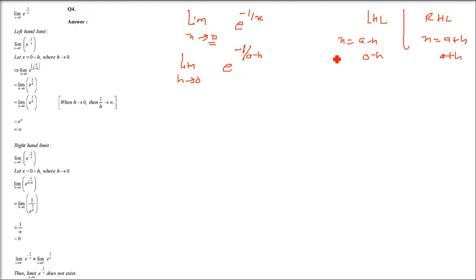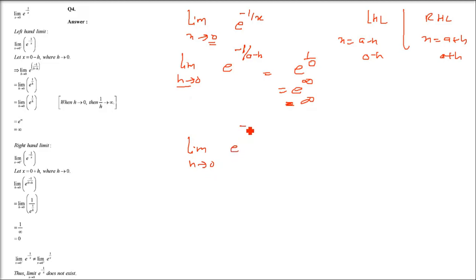Minus 1 by 0 minus h, it is minus 1 by minus h. Minus 1 by minus cancels, it's 1 by h, and h is 0. So 1 by 0 is infinite. So it is e to the power infinite. E is a proper value, 2.732 I guess. And if you go to infinite, it is infinite.